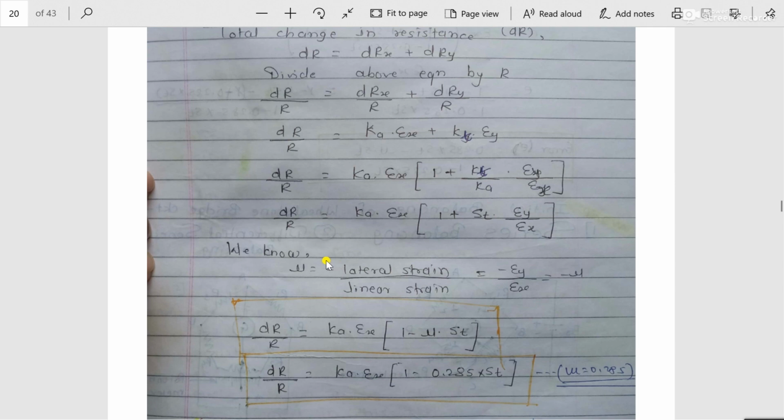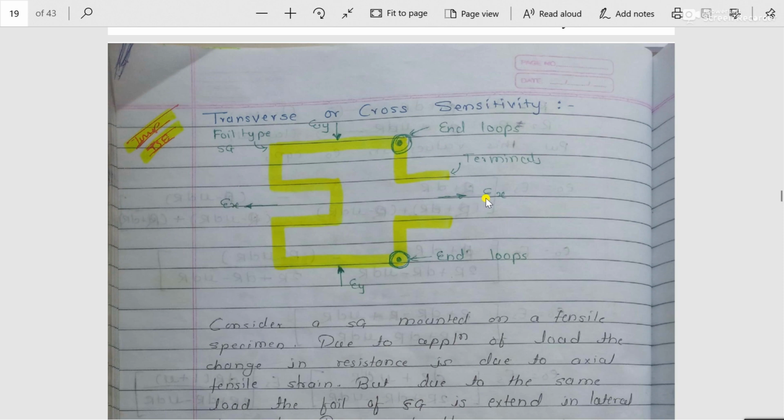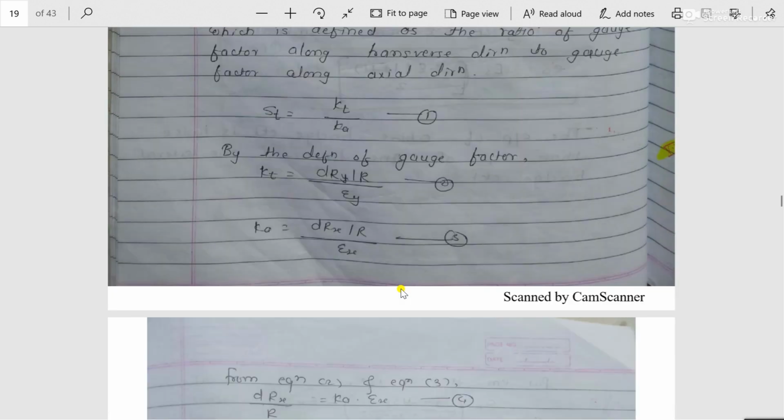Then, we know the basic formula for mu, that is Poisson's ratio, is equal to minus lateral strain upon linear strain. In the above figure, whatever strain is induced in the x direction is called the linear strain, because the force is applied in the direction of x. But whatever strain is induced in the y direction is called the lateral strain, because the force is not applied in the y direction, the force is applied in the x direction.